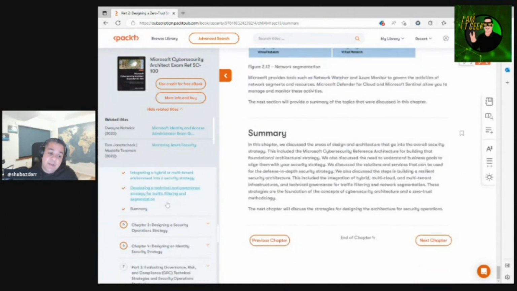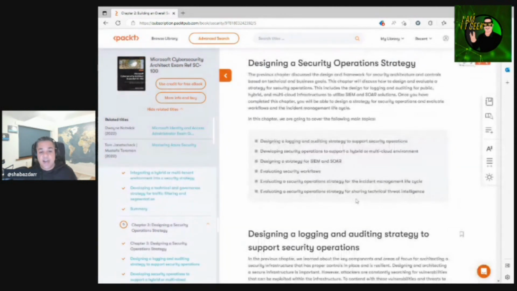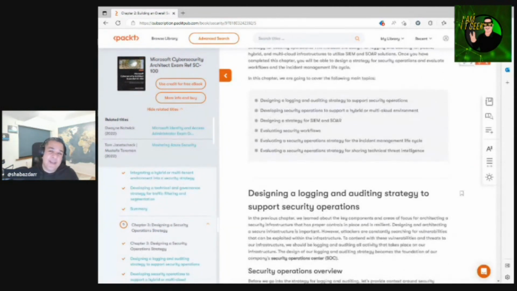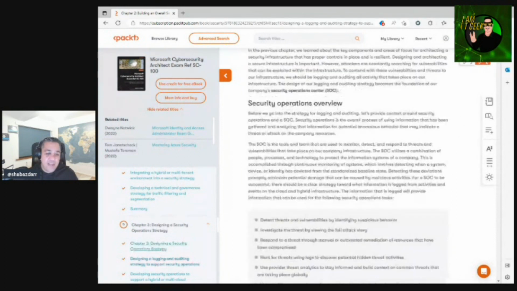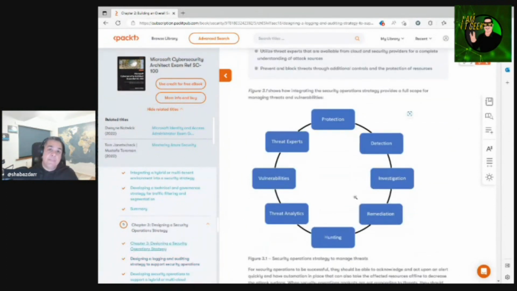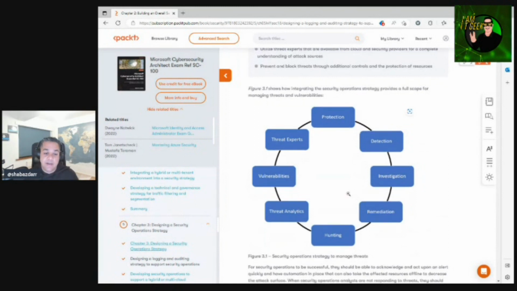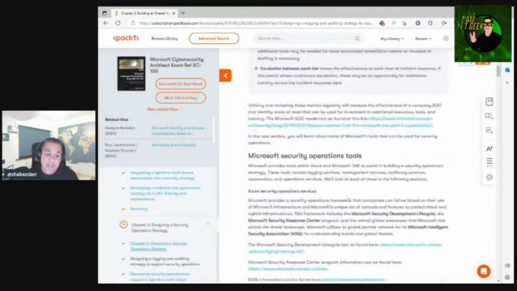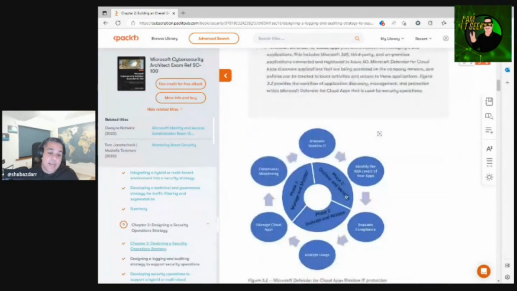And again, this is a very similar theme. We go on to designing the security operations strategy. Again, strategy is a topic where it's very hard to do labs around it. But what Dwayne does is he mixes it up and keeps you engaged through diagrams like this, and then goes into more information around that diagram and mixes it up again.